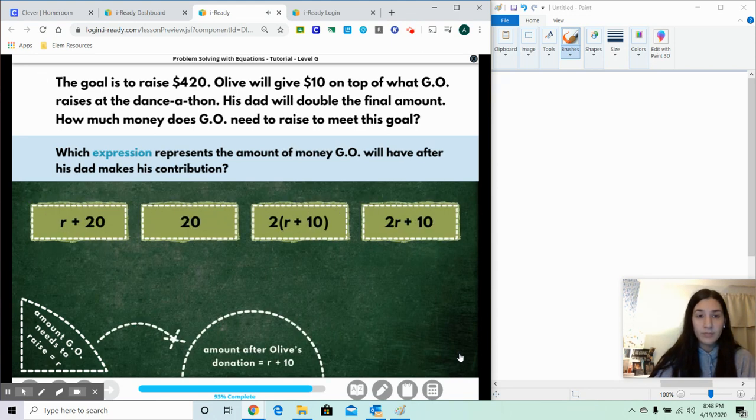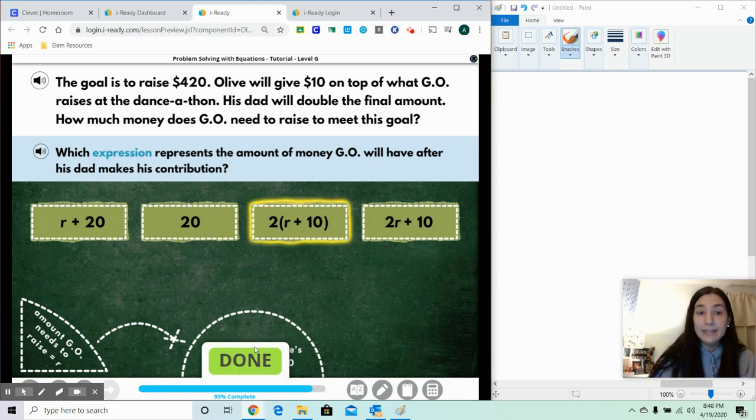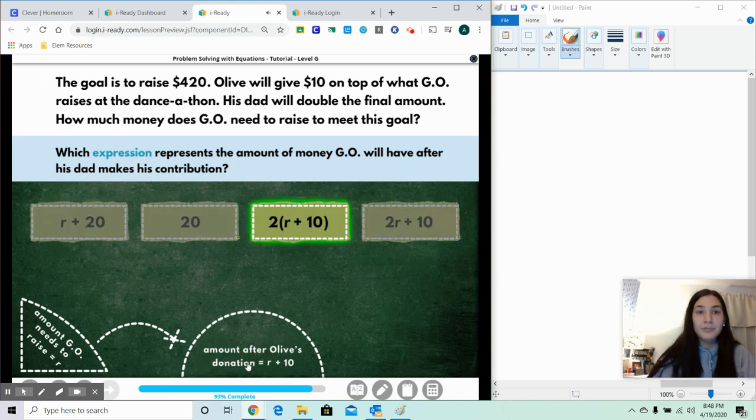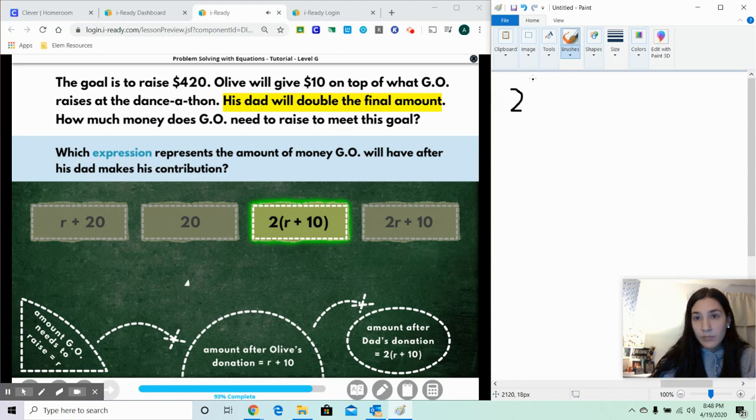Which expression represents the amount of money Gio will have after his dad makes his contribution? So now we're working with R plus 10. So whatever Gio makes plus Olive's $10. Now the dad's going to double that whole amount. So we're going to multiply the R plus 10 times 2. Gio's dad is going to double the final amount, including what I give him. So we can set the amount of money Gio's dad is going to give us equal to our goal of $420. Now we have an equation to solve. Yay.